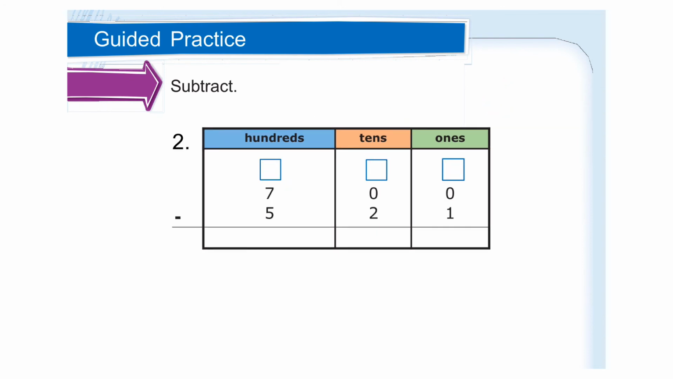Problem number 2, 700 minus 521. Remember the steps. Step number 1, where should I start? With the ones. Are there enough ones to take away 1? No. I go to the tens place. I see the 0. Can I borrow from the 0? No. So I go to the hundreds place.